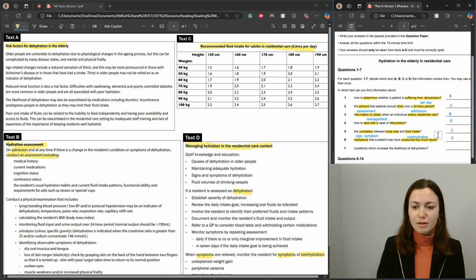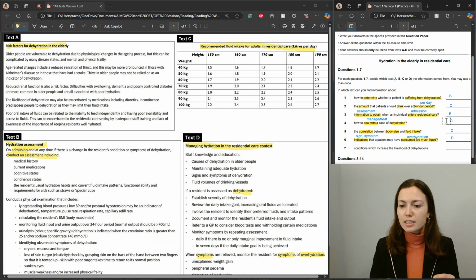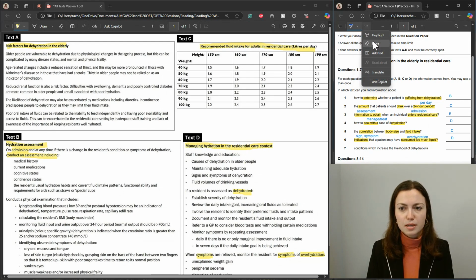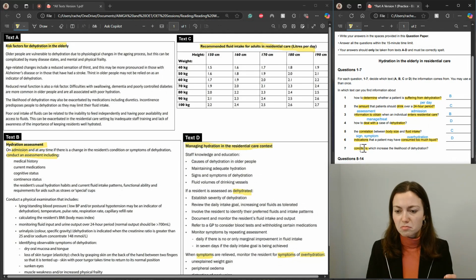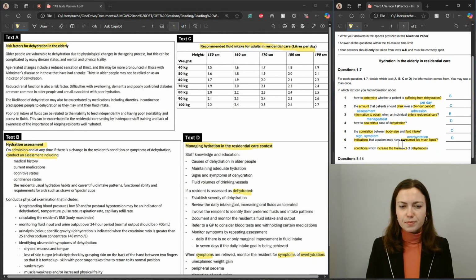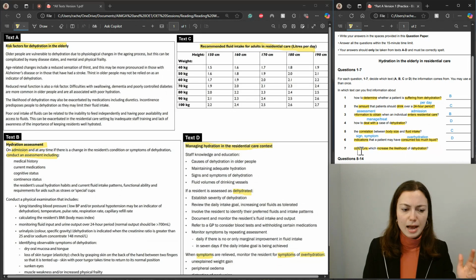Finally, here we have question 7. Conditions which increase the likelihood of dehydration. Okay, so some keywords in there. Conditions. Okay, increase the likelihood and dehydration. So for this one, there's a couple of ideas here. Conditions, we know that both text A and text B had some mention of different aspects of whether that's symptoms or conditions. And then increasing the likelihood.